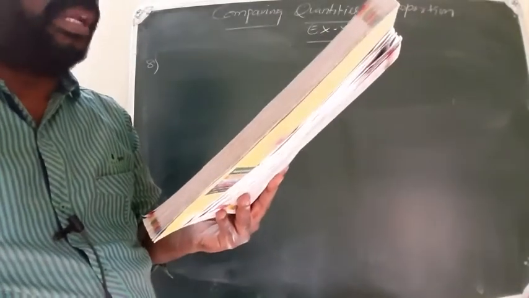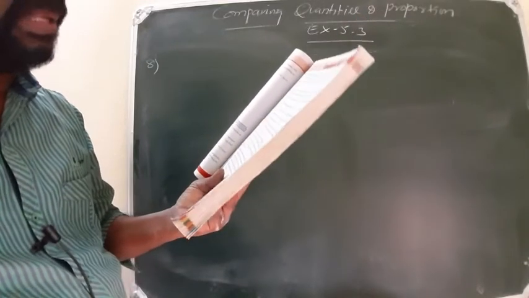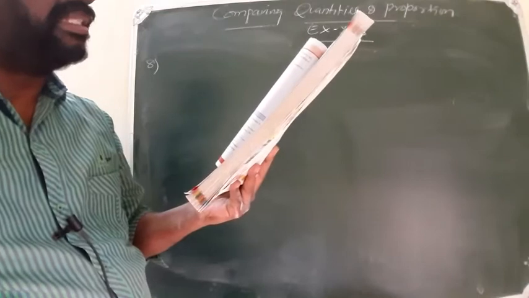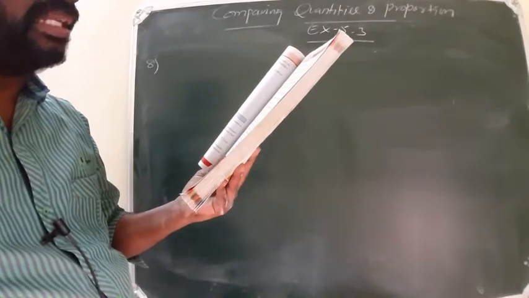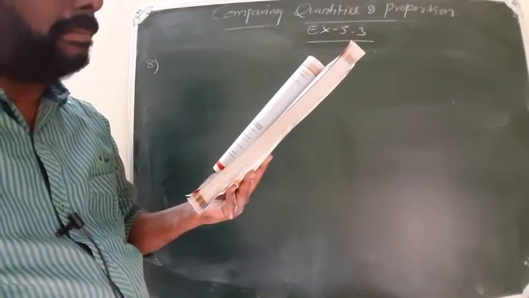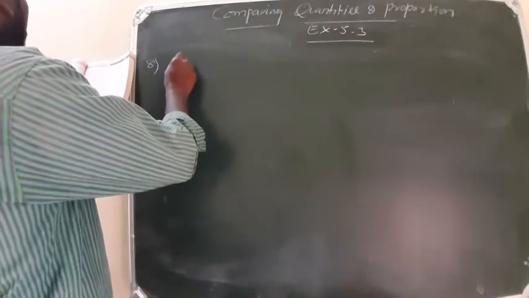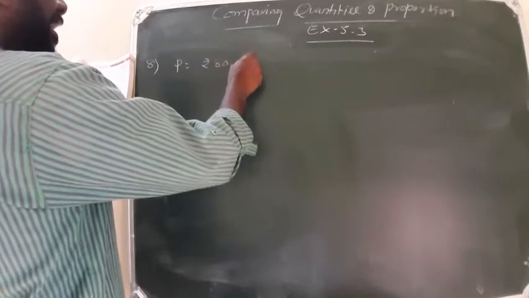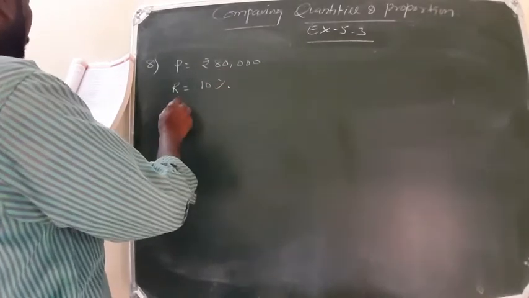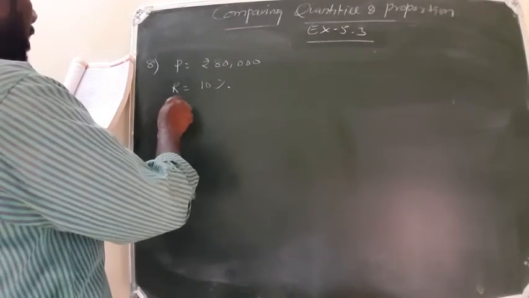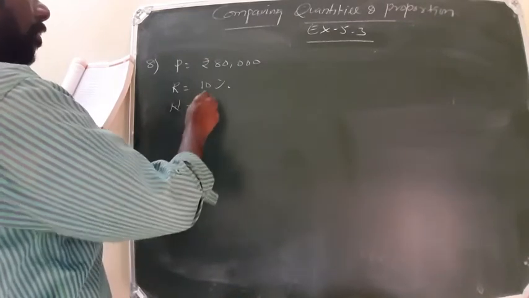Arif took a loan of rupees 80,000 from a bank. If the rate of interest is 10% per annum, find the difference in the amount he would be paying after 1.5 years if the interest is compounded annually and compounded half yearly. So same like here, two things are given. Your principal amount is rupees 80,000. Rate of interest is 10%. Time is 1.5 years.